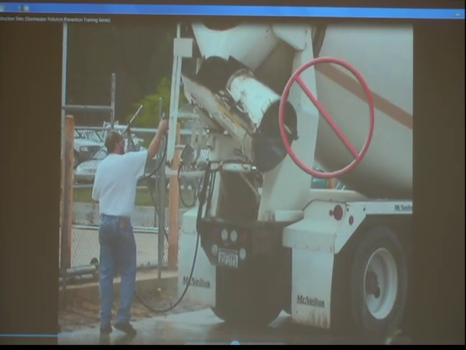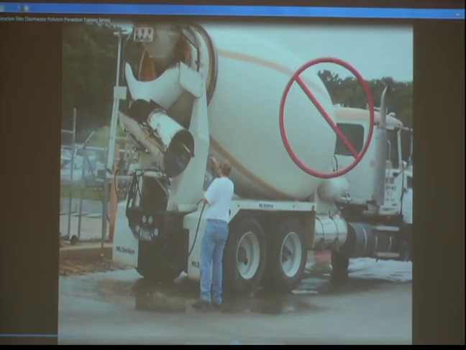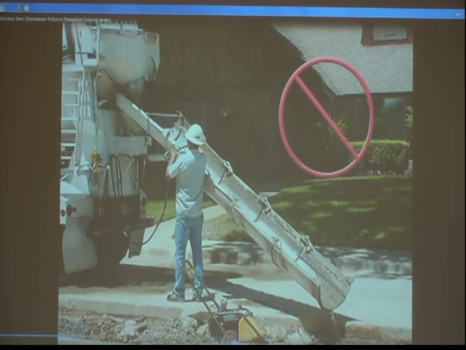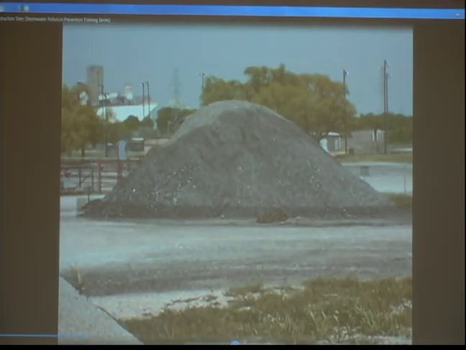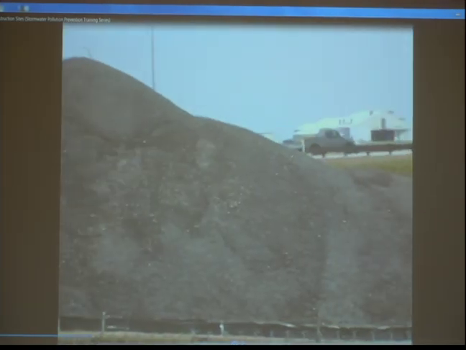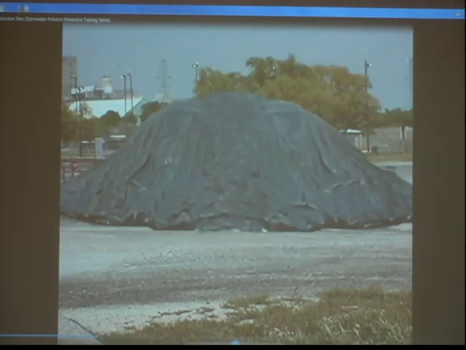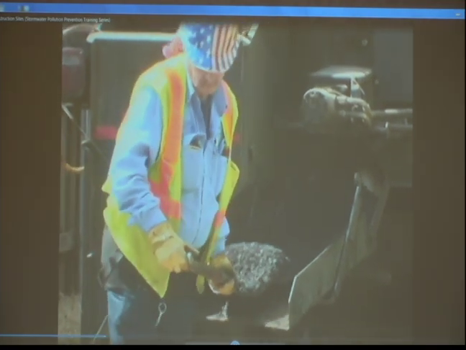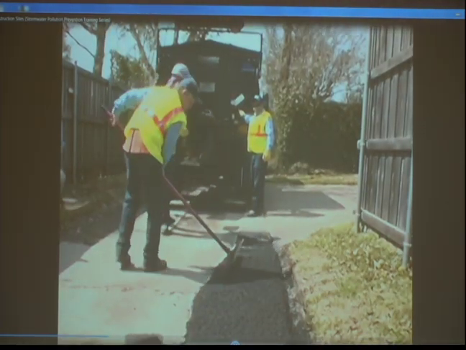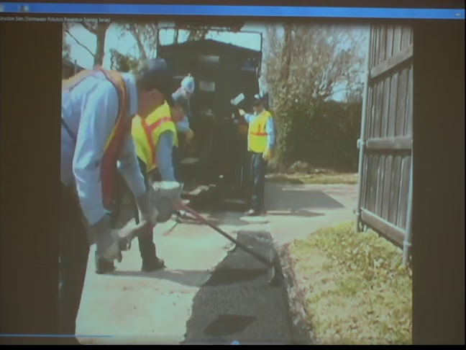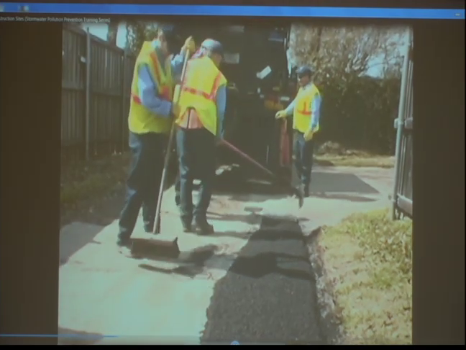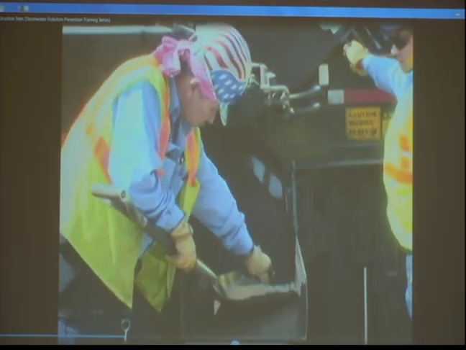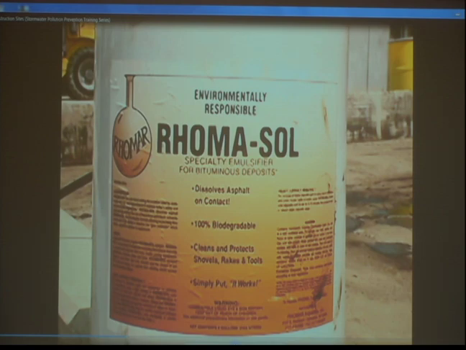Require concrete trucks to wash out in a designated location where wash water will be contained and will not drain into a storm sewer, drainage ditch, or creek. Place stockpiles of asphalt patching material on concrete or other paved surfaces and cover them to prevent contact with rain. Mix only the amount of patching material necessary to complete the repair. Sweep up and properly dispose of all patching material that is not compacted or left over from the repair. Use less harmful products rather than diesel for asphalt patching and cleanup activities.